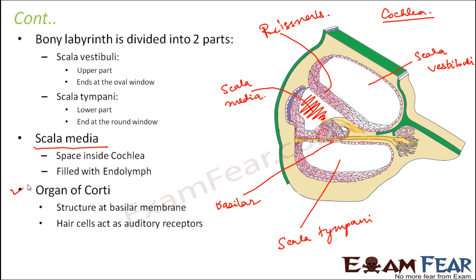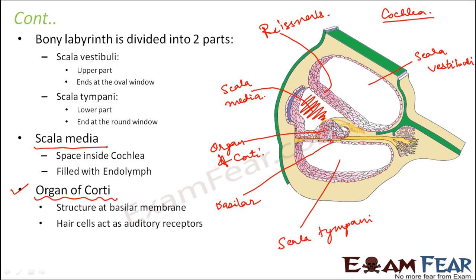Now there is another important part of the cochlea, that is the organ of Corti. So what is this organ of Corti? It is a structure at the basilar membrane. So here you have the organ of Corti, and hair cells are present here which act as auditory receptors. Like how in the eye you have the photoreceptor cells located in the retina, similarly here the auditory receptor cells, the cells which can actually recognize sound waves, are located in the organ of Corti, which in turn is located on the basilar membrane of the inner ear.